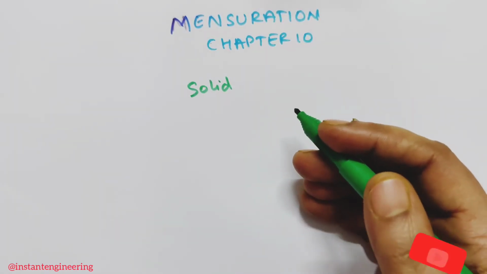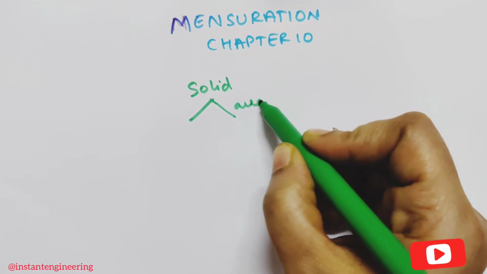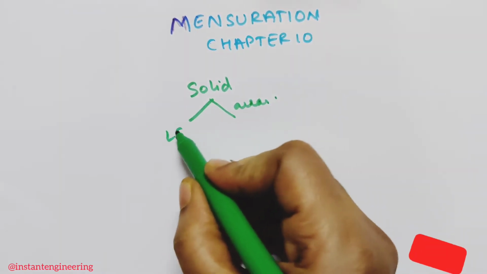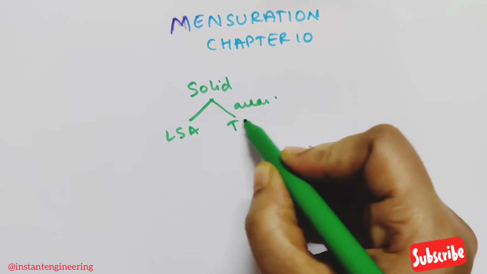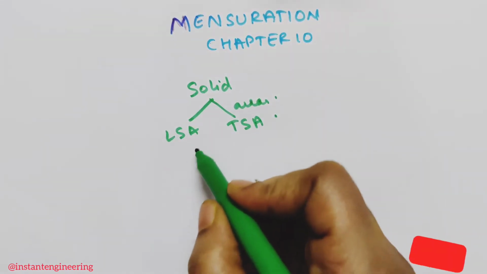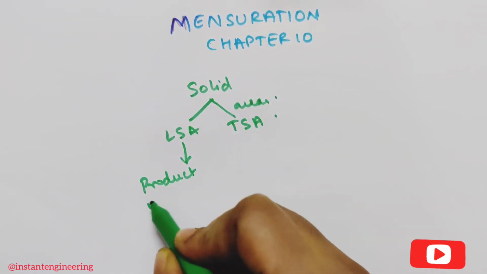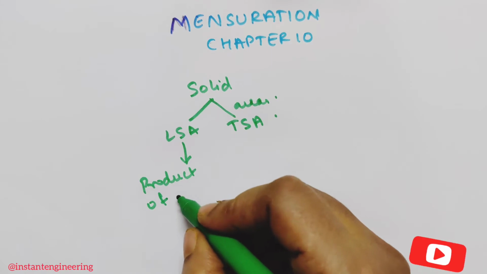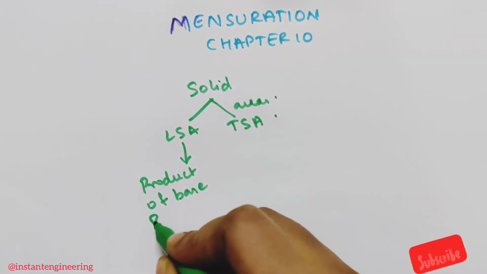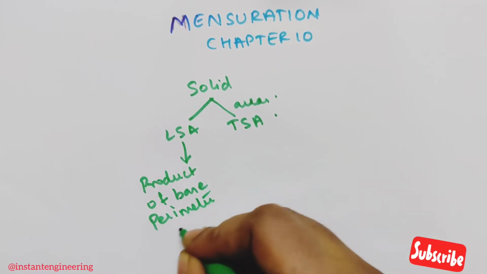Any solid object, if you want to find its area, basically has two types of areas you can find. First is lateral surface area and the other is total surface area. So what is lateral surface area? It is the product of base perimeter and height.